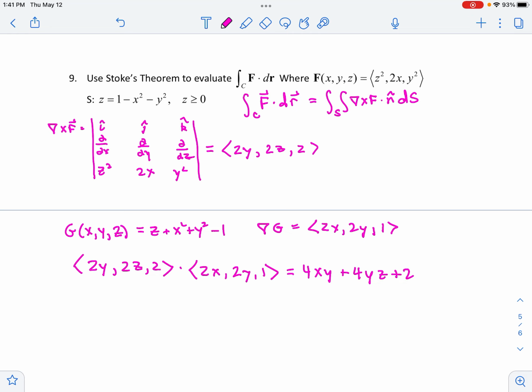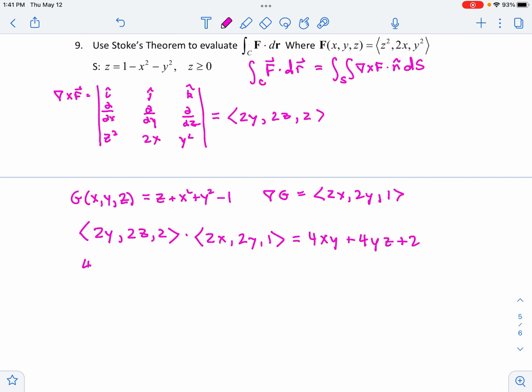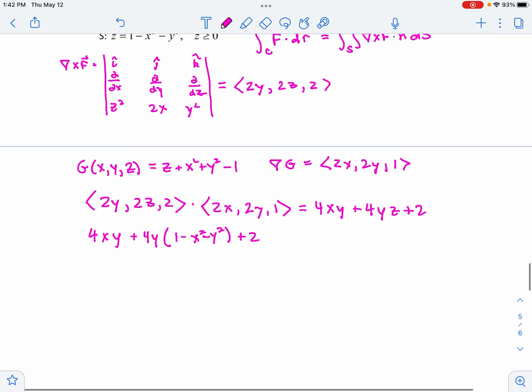Okay, now we're not quite ready to go to the integral. We've got 4xy plus 4yz, where z is 1 minus x squared minus y squared. You always do this with these surface integrals. You replace the z with what it equals. In other words, we're projecting down into the xy plane, so we're going to replace the z's. Okay, you can do these different ways, remember. So plus 2.